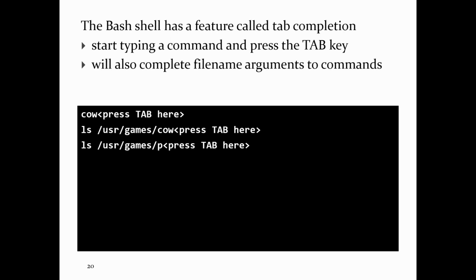Tab completion is also handy. Tab completion will try to finish file names and command names for you. The way it works is you start to type in a command, the first few letters of the command, and press tab. If those first few letters are unique, in other words, there's no other command with those starting letters, tab completion will automatically complete the command. It also works with file names.